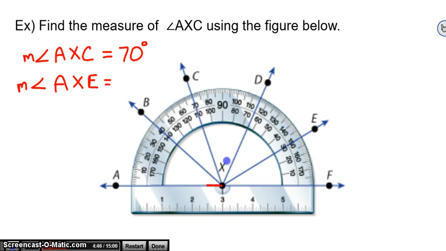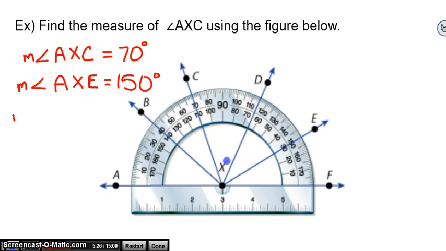Again, ray XA starts us on the outside of the protractor, and this time we're going to follow it all the way around to the point E. So we're looking at how wide this angle is on the outside of the protractor. If we look at where ray XE meets the protractor, it looks like it passes through pretty close to exactly 150 degrees. So the measure of angle AXE is 150 degrees.